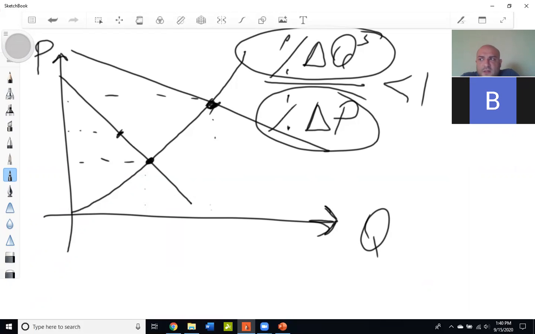What does the law of demand tell us? When demand for a certain good goes up, what happens to price? According to the law of demand? Anyone? What happens when our demand for something goes up? Will the price go up or go down?